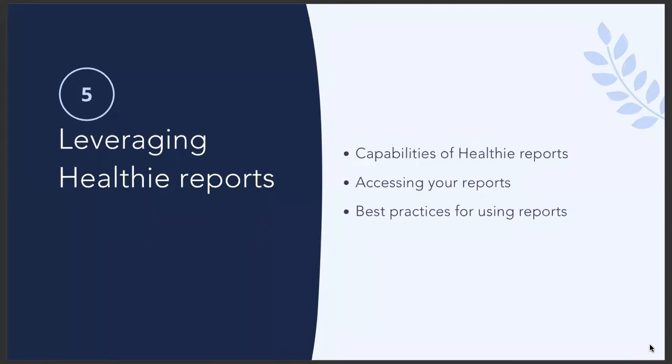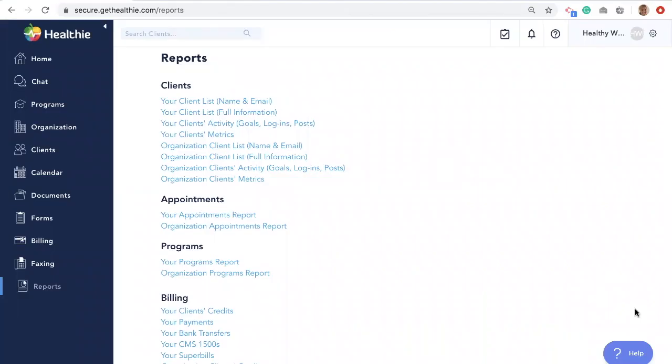Lastly, we will discuss Healthie's report feature. We will talk about the capabilities within the feature, how to access your reports, and best practices for using the feature. Healthie's reports make it easy for you to pull in information related to client information activity, client's metric and health outcomes, client appointment history and statuses, payment information, and for organizations, understanding each provider's performance, track CMS 1500 claims that were created, and organization accounting by a particular provider.